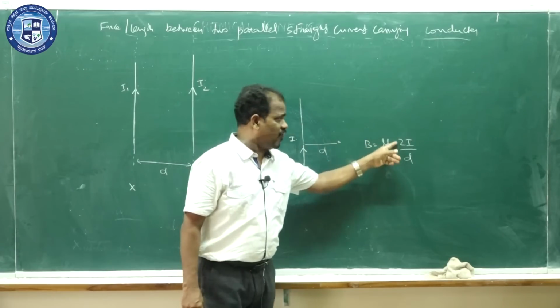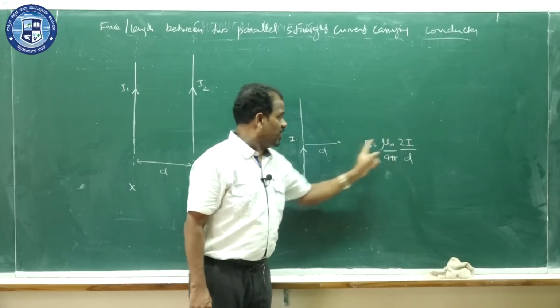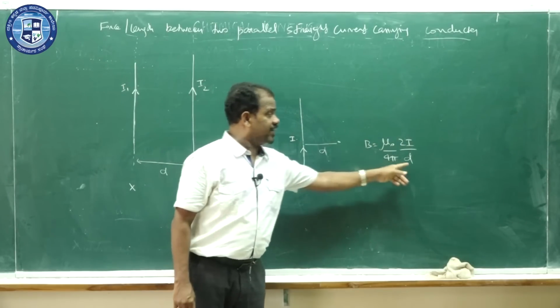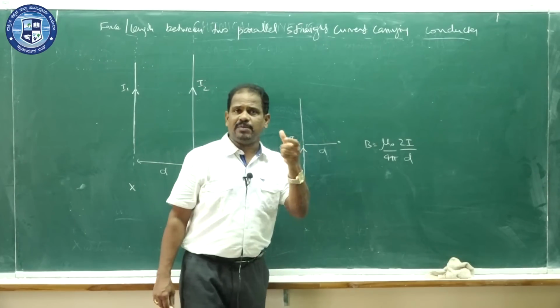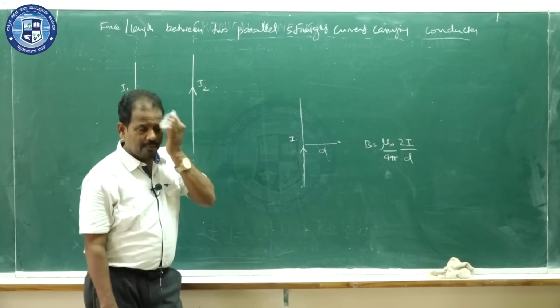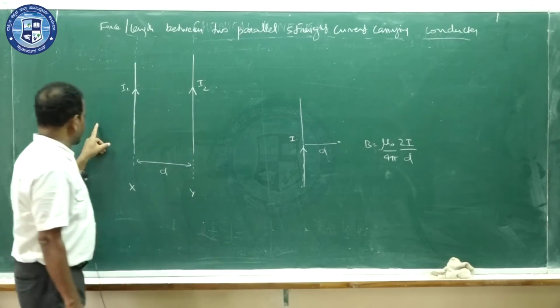Where, what is mu naught by 4 pi? Mu naught by 4 pi is 10 to the power of minus 7. I is the current flowing through the conductor, and d is the distance from the conductor to the point where you are measuring the magnetic field. Is it right? Therefore, you can measure the magnetic field here.